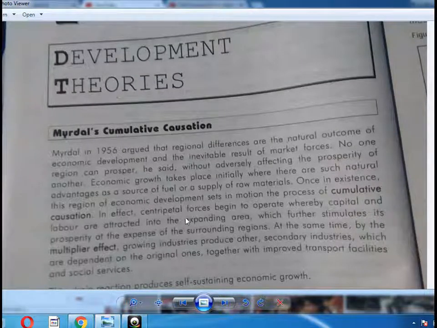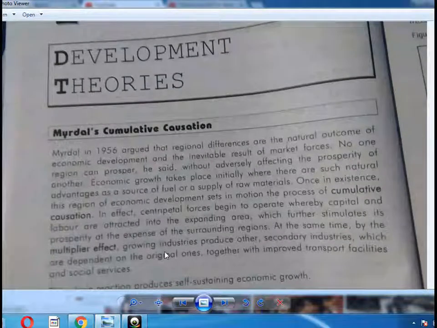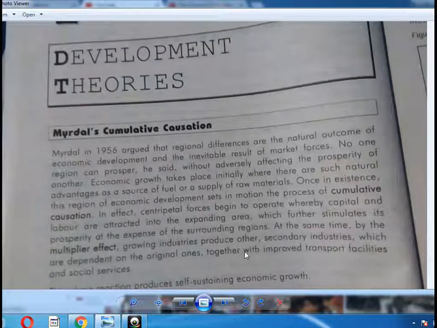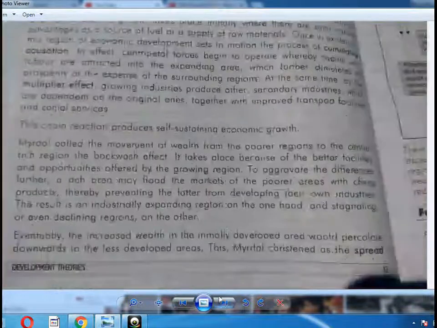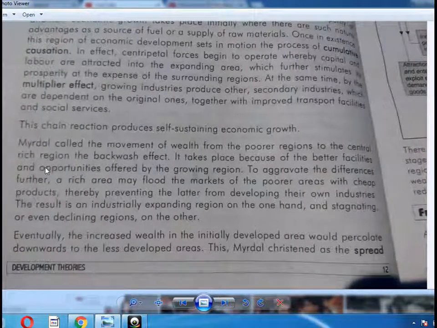In effect, centripetal force begins to operate, whereby capital and labor are attracted into the expanding area, which further stimulates its prosperity at the expense of surrounding areas. Then there is the multiplier effect: growing industries produce other secondary industries which are dependent on the original areas, together with improved transport facilities and social services. So the chain reaction of this self-sustaining economic growth, Myrdal called the movement of wealth from the poorer regions to the central rich regions, the backwash effect.